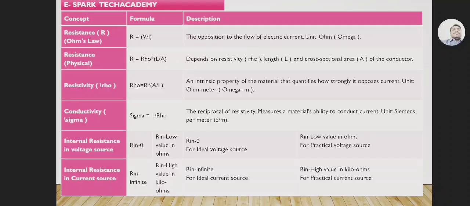Now you will be going through resistance by Ohm's law, resistance physically, resistivity, conductivity, internal resistance in a voltage source, and internal resistance in a current source. It has already been explained that the opposition to the flow of current is nothing but the resistor. Ohm's law has also been explained: voltage is directly proportional to current, and the resistance is the constant. Voltage varies linearly, and current varies linearly when you apply voltage to a certain element.